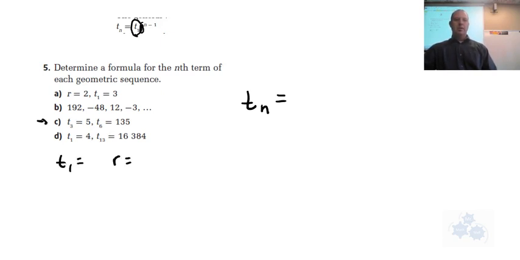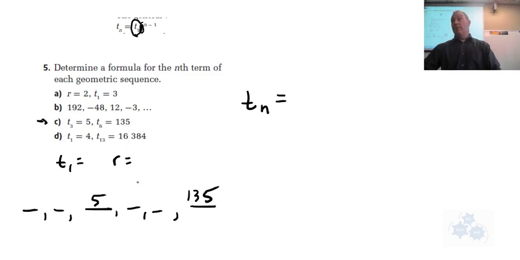So let's take a look at C. That was the one that was asked about. So T1 is 5. Does that look good? Now R, oh sorry, that's T3. Sorry, I was looking at D. So T1 is not 5, so we have to hold off on that. But what we do know is that 1, 2, 3, this is 5, and then 4, 5, 6, this is 135. Does that make sense?